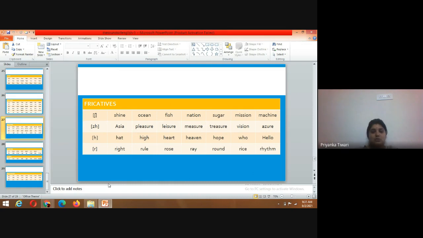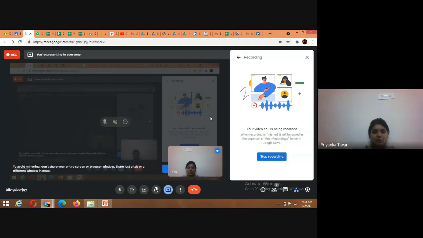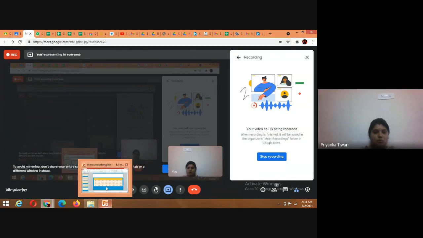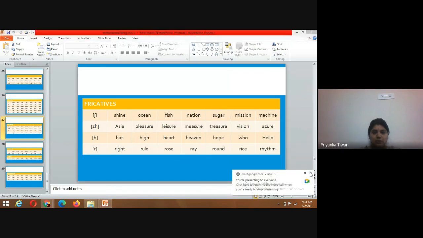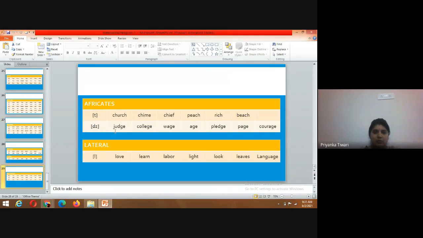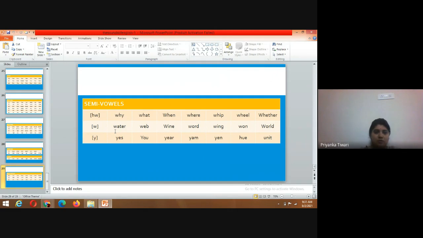So today we have discussed a lot of things in IPA, the International Phonetic Alphabet sounds. These are very important in the English language. We have learned semi vowels, the half vowels: H, W, and Y.